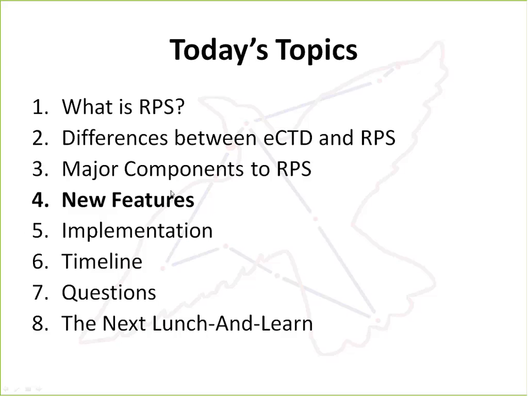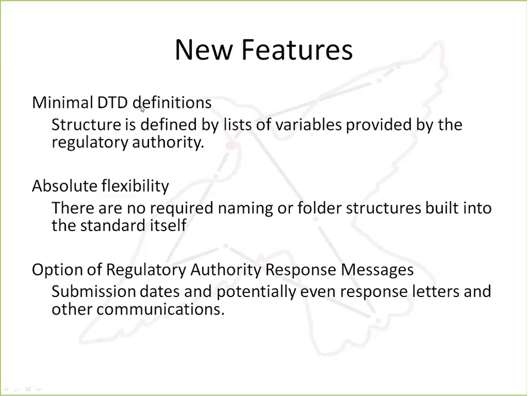So what are some of the new features? It has a minimal DTD definition. As you may be aware, with eCTD, they have very extensive DTD and style sheets. These define what is permitted in the eCTD. If it's not in the DTD, it can't be in the eCTD. With RPS, the DTD really just defines what keywords, submission units, the files and all that are, how those are presented rather than how they're used.